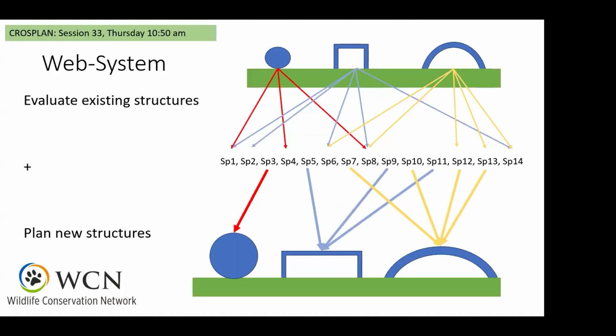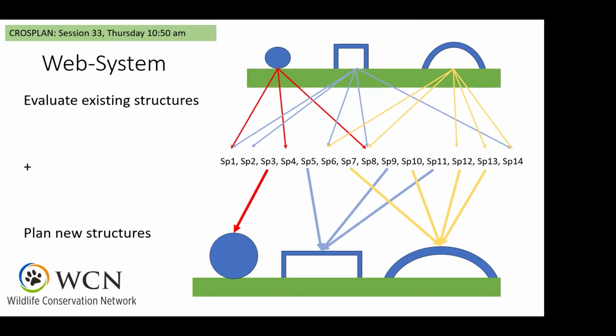Okay, so what can we use this for? As I talked about earlier, we can use it to evaluate existing structures. The structures are those simple diagrams across the top. The SP1, SP2, SP3, et cetera, are different species, and the arrows are just theoretically pointing to which species are likely to use those structures.